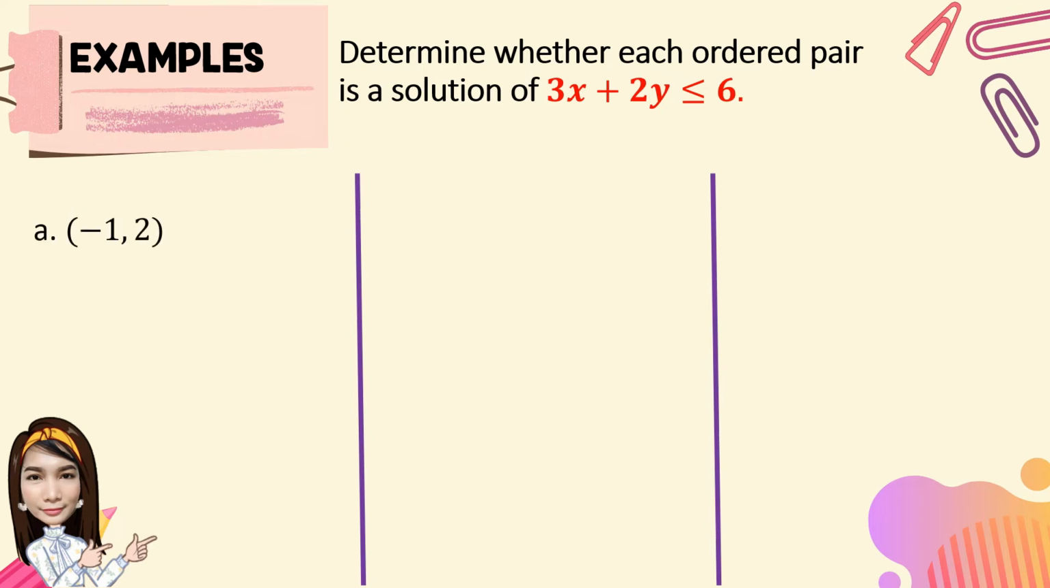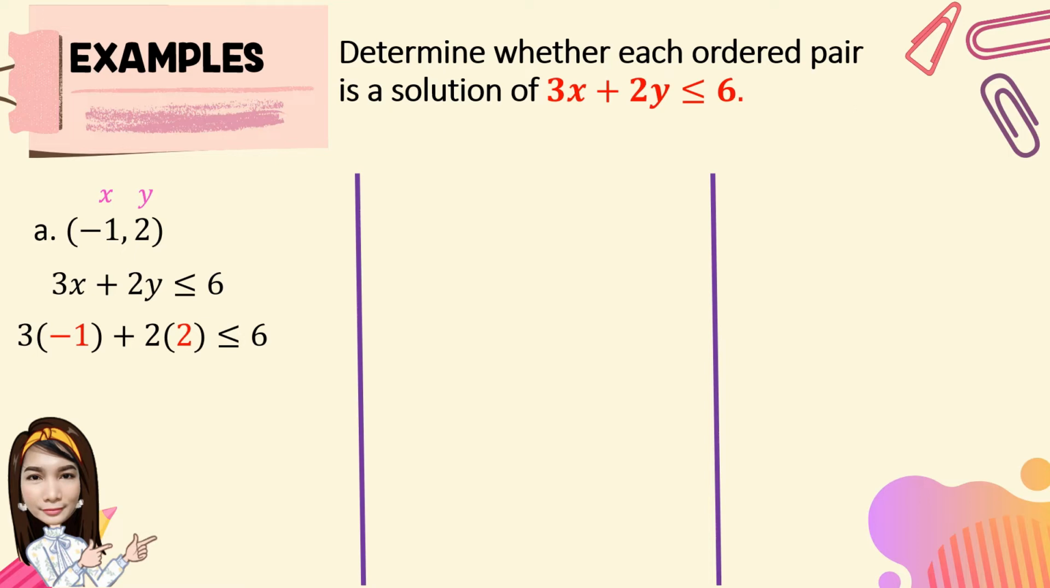First, we have a, (-1, 2). Label: x is -1, y is +2. Then write the linear inequality 3x plus 2y is less than or equal to 6. Then apply substitution. We are going to replace the values of x and y. So we have 3 times the value of x, -1, plus 2 times the value of y, 2, is less than or equal to 6.